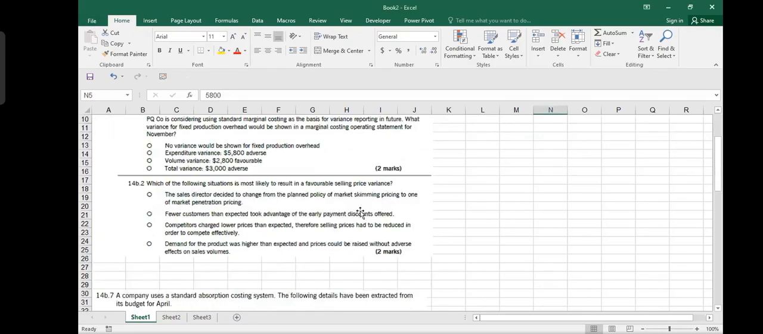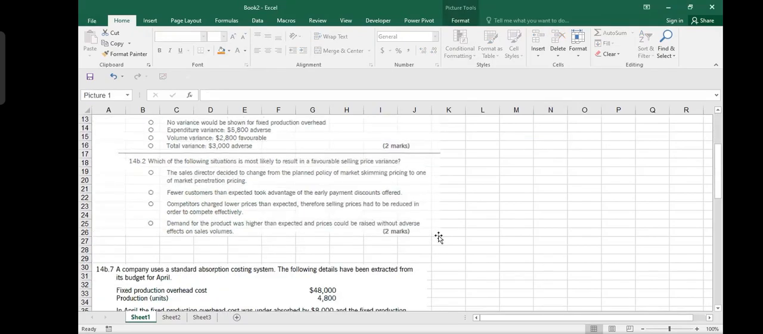Then we move to 14B2. It says, which of the following situations is most likely to result in a favorable selling price variance? Favorable selling price variance. Number one, the sales director decided to change from the planned policy of market skimming pricing to one of market penetration pricing. Okay, so would this result in a favorable selling price variance?